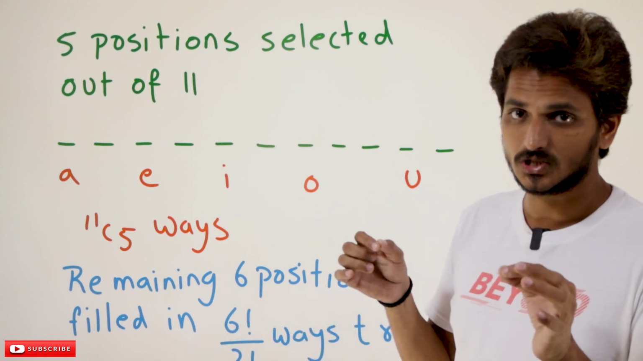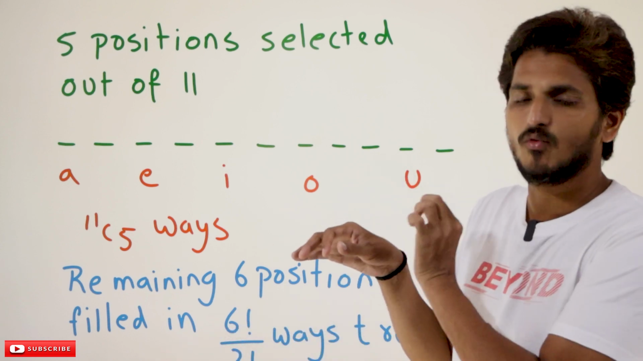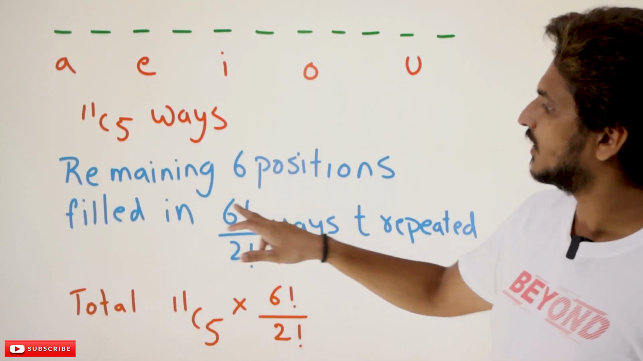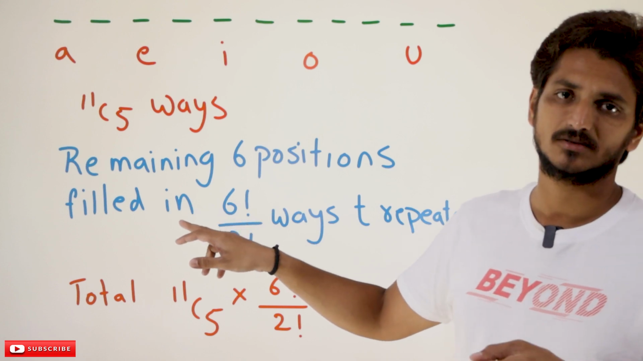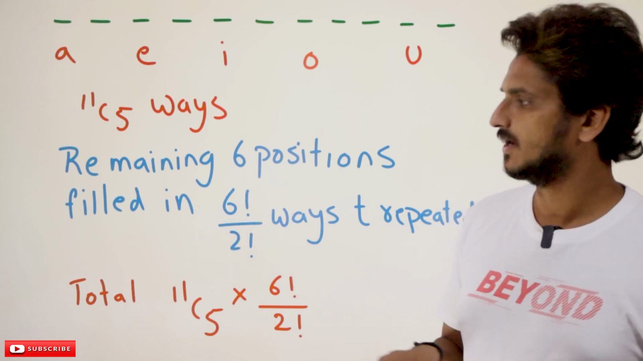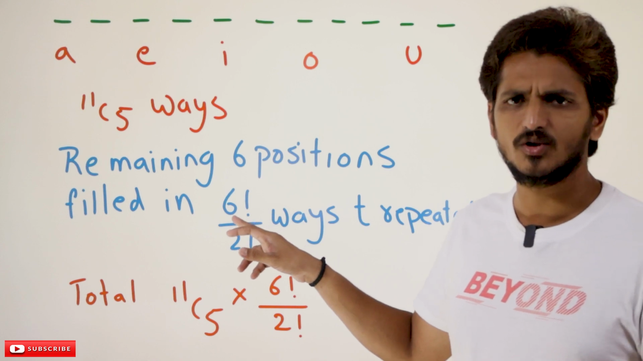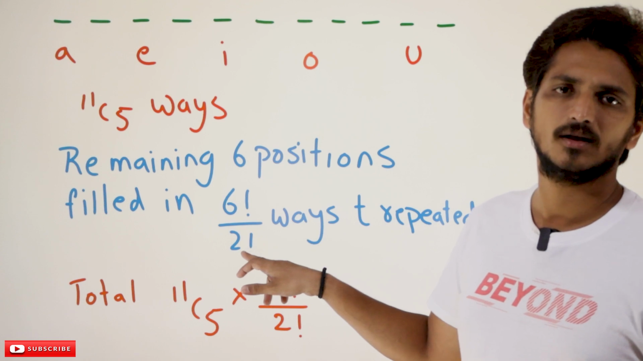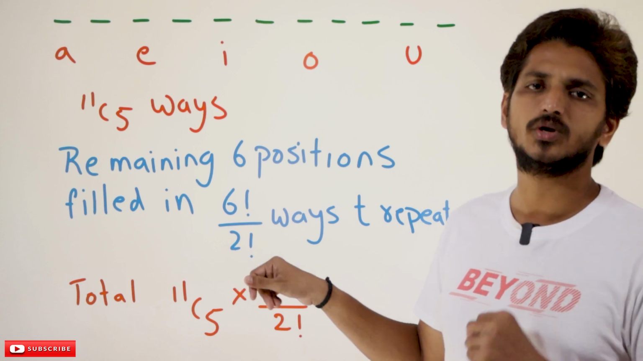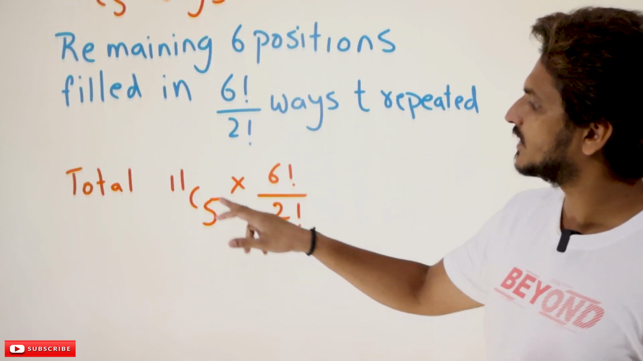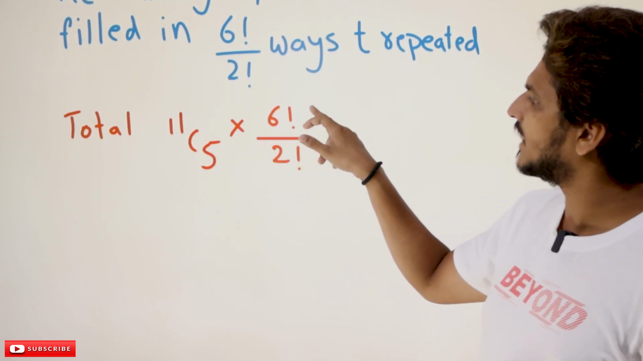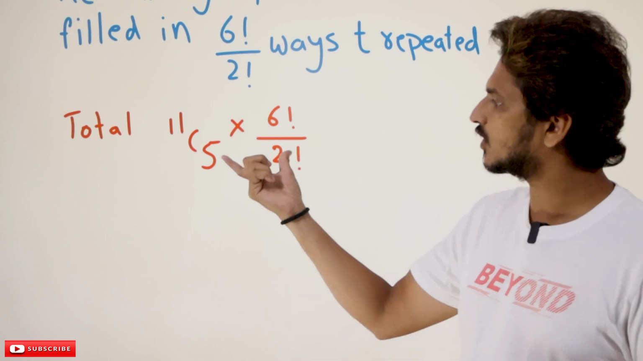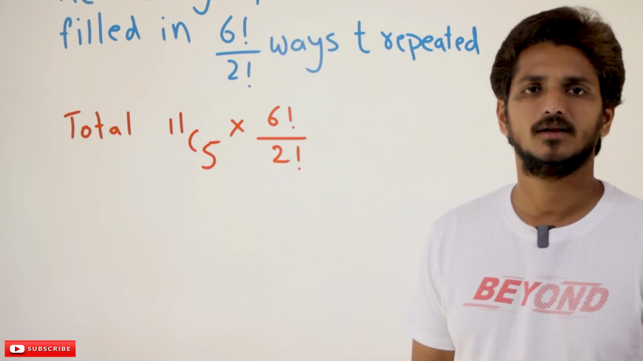Once you selected those positions, fix A, E, I, O, U. The remaining 6 positions are filled with the remaining 6 characters, but repetition is there. We already know the formula. If repetition is there, 6 factorial by 2 factorial, because T is repeated 2 times. So total possible ways is 11C5 multiplied by 6 factorial by 2 factorial. This is the total permutations possible.